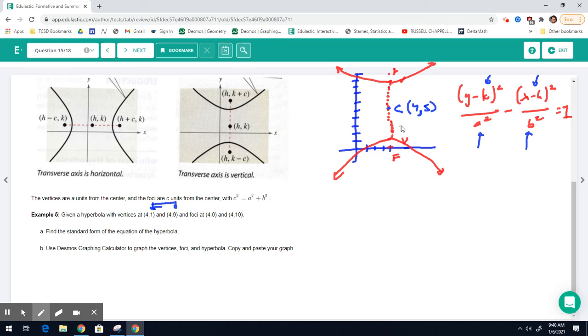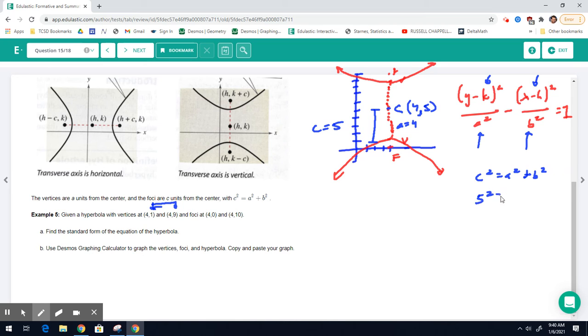So that would be a length of 4, right? From 5 to 1 is a length of 4. So I have my a. And now to find my b, I need to use the formula c squared equals a squared plus b squared. Now I know my c as well. My c is the distance from the center to a focus. So this is a length of c. That's just going to be 5. So your value of c is 5.